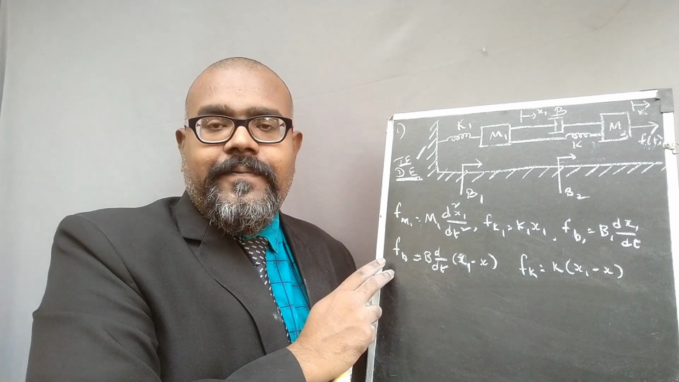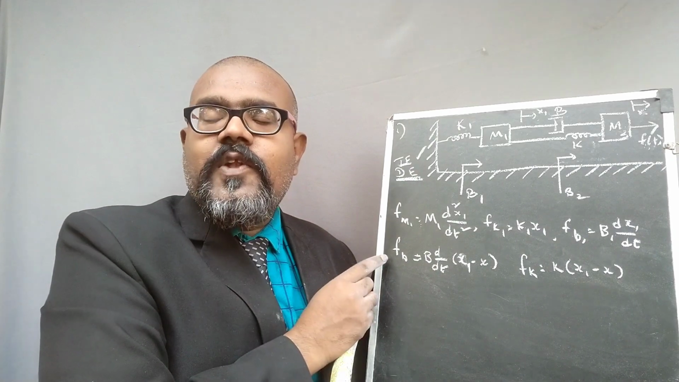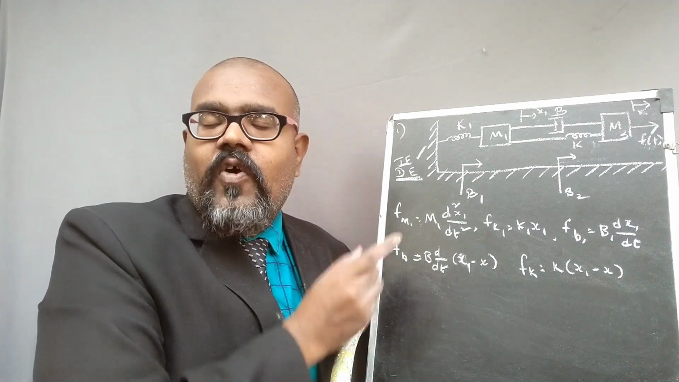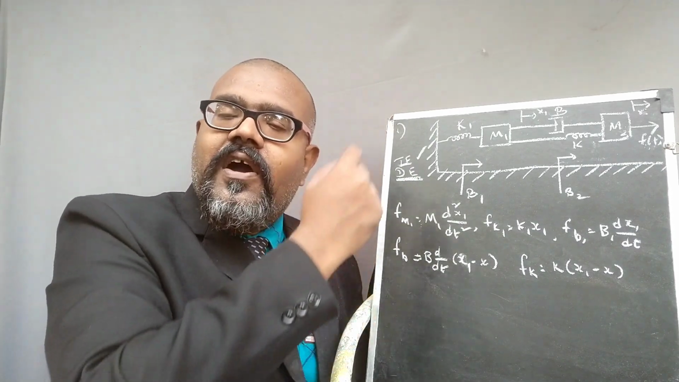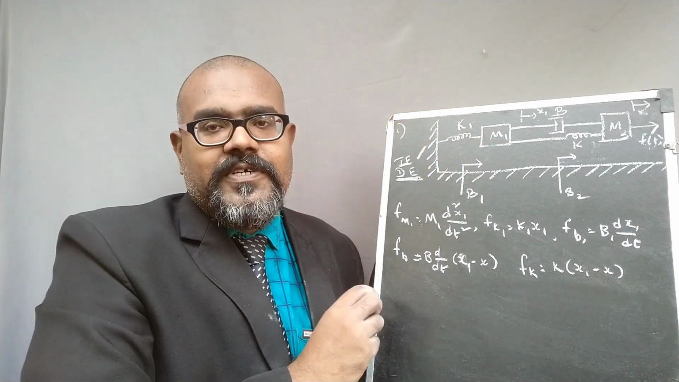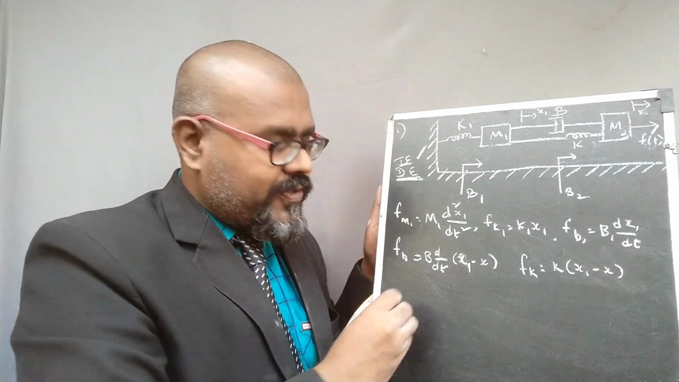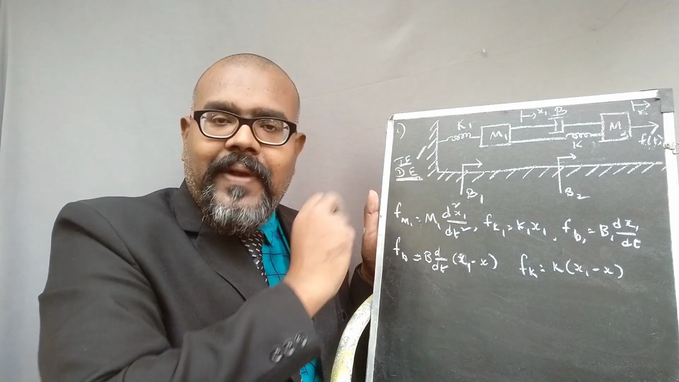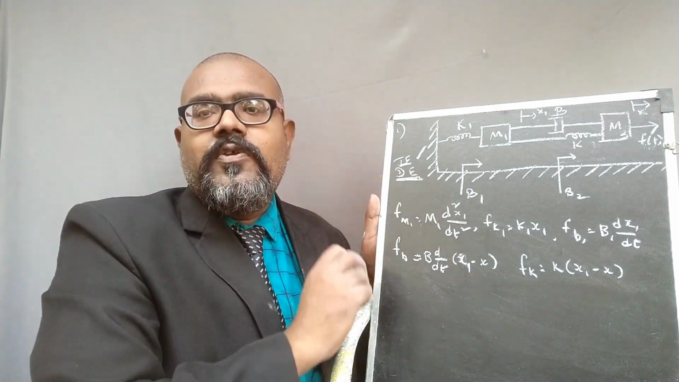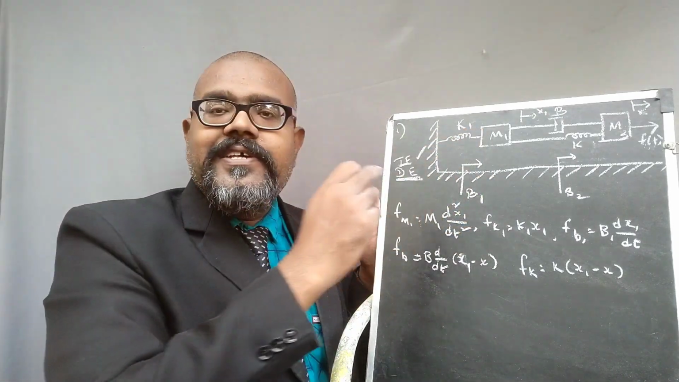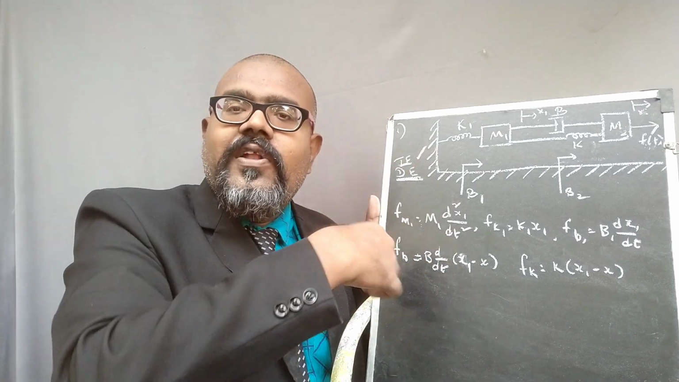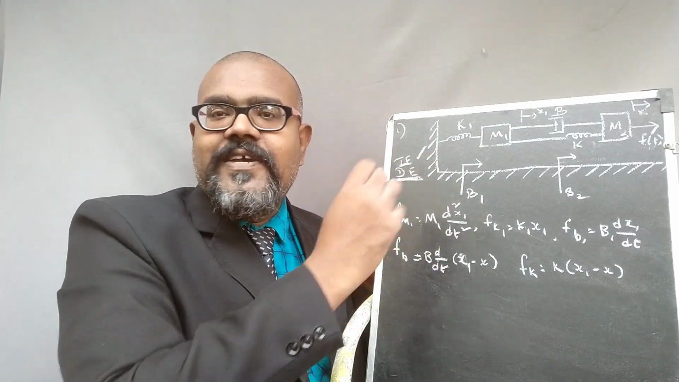Framing all this, the next step is that we need to give the force balance equation. How are we able to give the force balance equation? According to Newton's second law of motion, all the applied force and the opposing force is equal to 0. Here in M1 there is no applied force, so only all the opposing force is equal to 0.